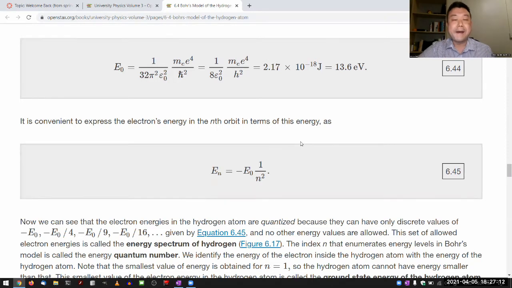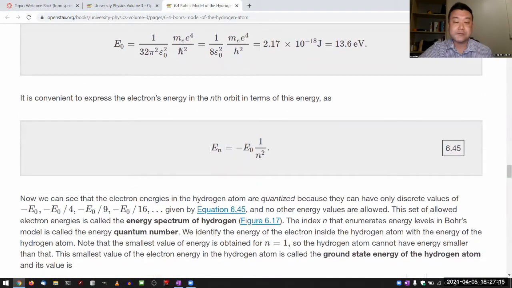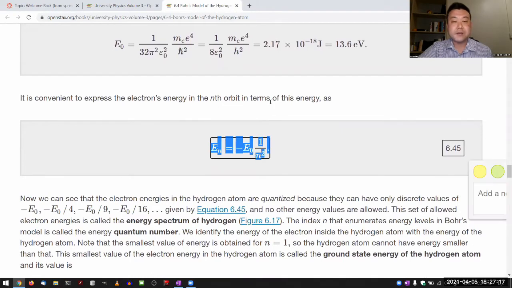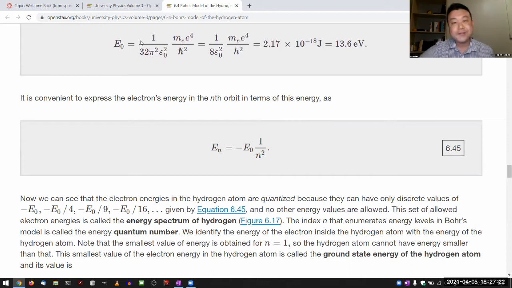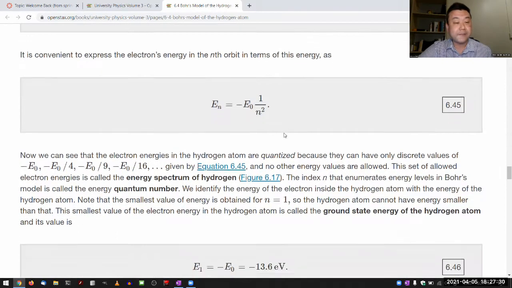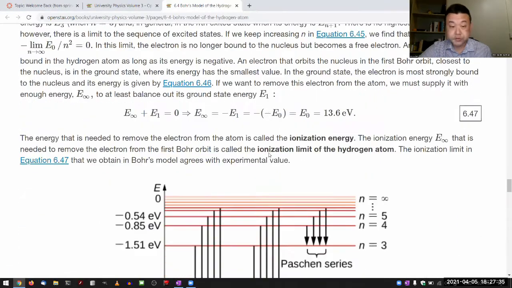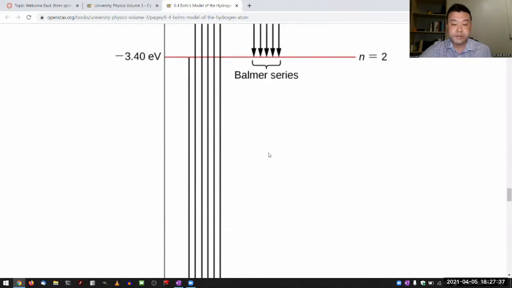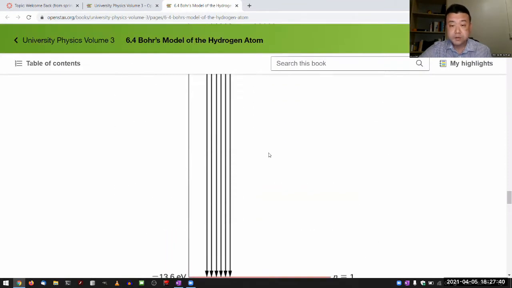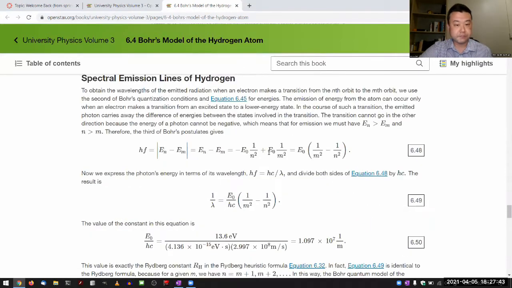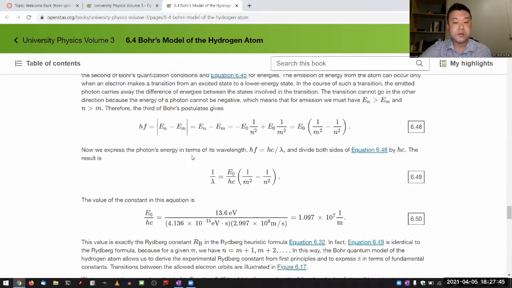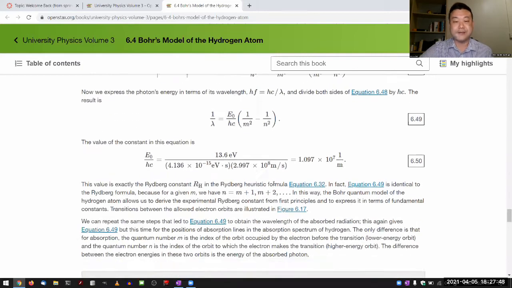There's also a lecture. This is the form I like to express it in, because all this complicated expression for E0, it's great if you can derive it. In the end, for a hydrogen atom, it becomes a rather simple value of 13.6 electron volts. And with this 1 over n squared dependence, this reproduces the Rydberg formula for the spectral emission lines of hydrogen. This is the Rydberg formula.